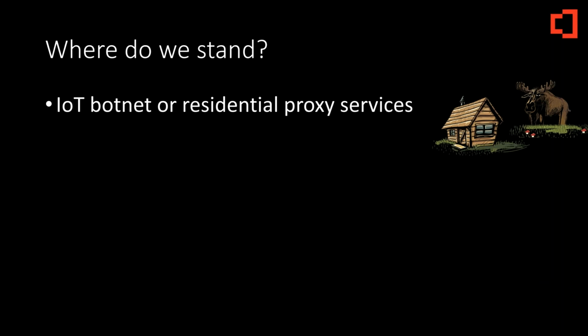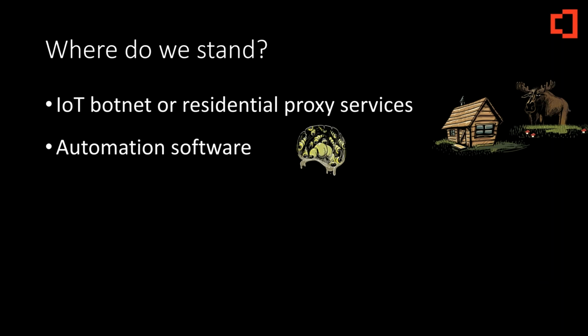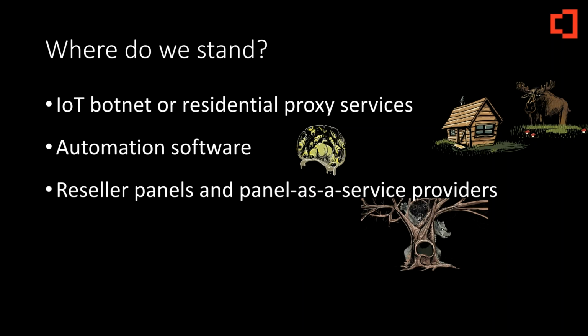So where do we stand now? We have either an IoT botnet or residential proxy services. One is free, but you need to operate it. The other has a fixed cost. We have automation software, which is, again, using a cost model. So another actor, another one that needs to have its share. Then we have reseller panels and panel as a service providers that are fueling the automation software.